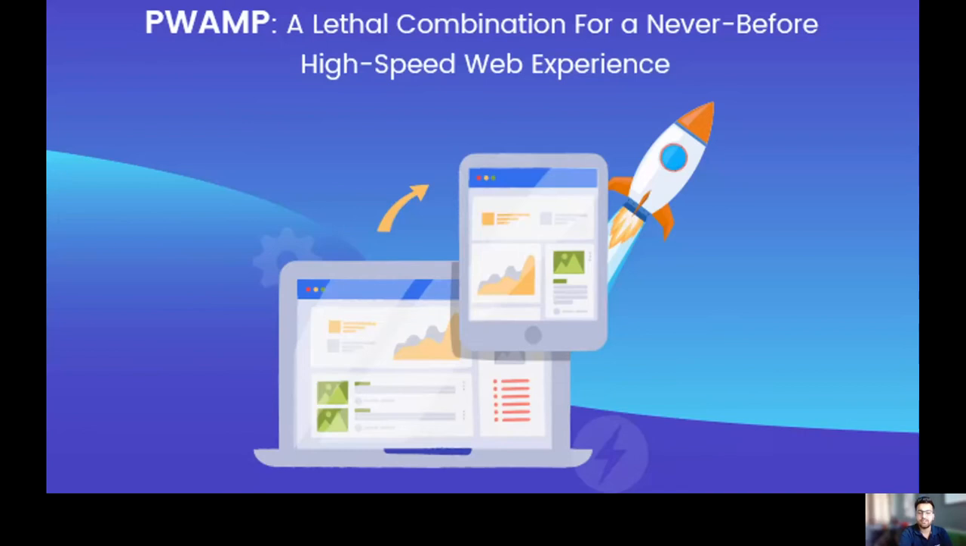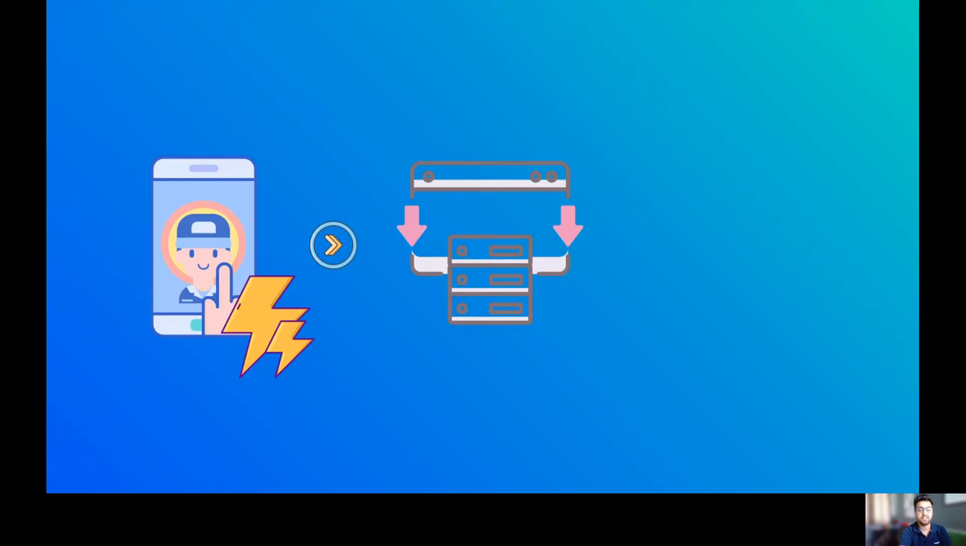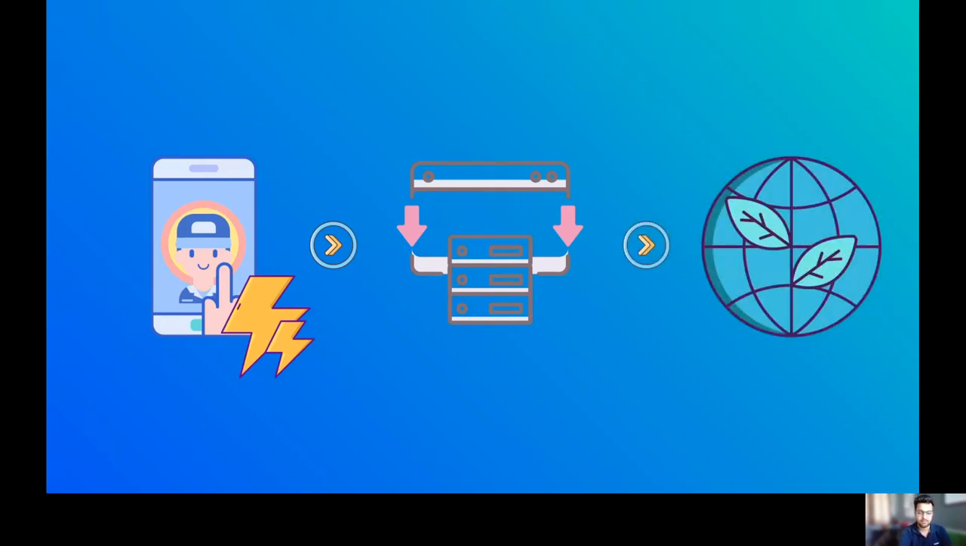So what we learned today was a lethal combination of PWA, Progressive Web Apps, and AMP, Accelerated Mobile Pages, which creates a high-speed web experience that is installable like a native app and also fast like a native app. That brings us to the conclusion that every app that is fast and consumes less internet creates less load on the servers, making Earth a greener place.